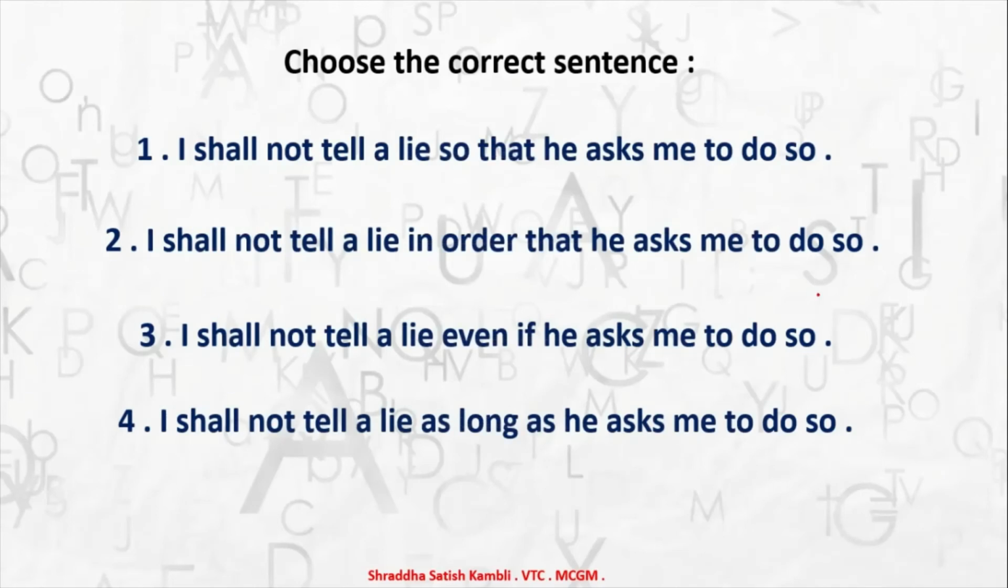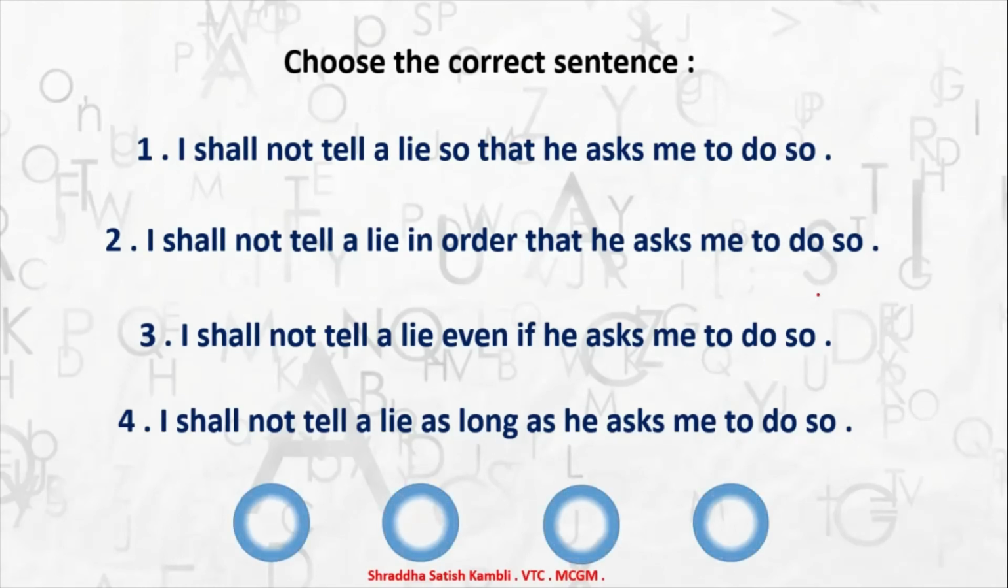Coming to the second question in this second pattern, we have these 4 sentences for you. I shall not tell a lie so that he asks me to do so. I shall not tell a lie in order that he asks me to do so. I shall not tell a lie even if he asks me to do so. I shall not tell a lie as long as he asks me to do so. Which one is the correct one here? It is the third one. I shall not tell a lie even if he asks me to do so.